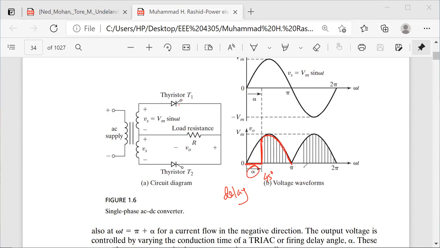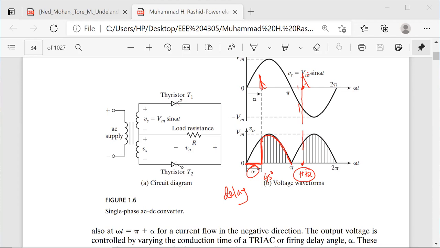Then you are applying another gate pulse here. To which thyristors? Suppose we want to give the gate pulse here. So this gate pulse will be applied where? Can anyone tell me, this gate pulse will be applied where? T1 or T2? Sir, can you please repeat the question again?